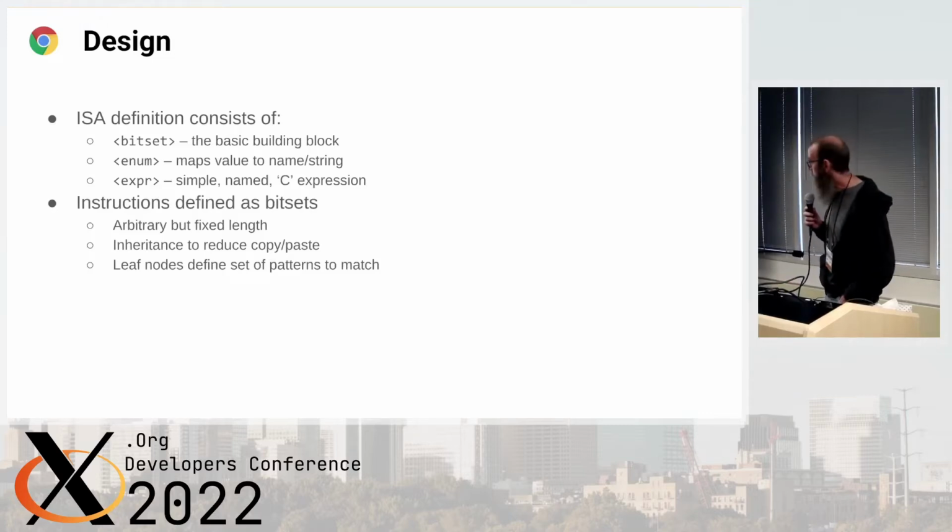So the basic design at the top level, the important part is the so-called bitset, which is basically a variable fixed length range of bits that means something. So that's used at the top level to define instructions. It can also be used to define fields that are used by those instructions and so on. And then also enum, which is fairly self-explanatory, and expressions, which allow us to conditionalize various parts of the instruction encoding.